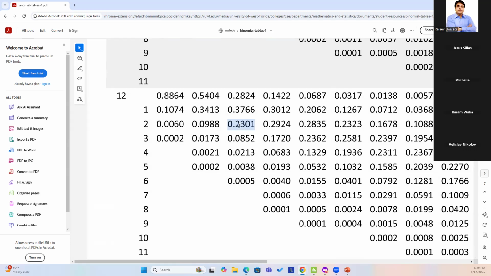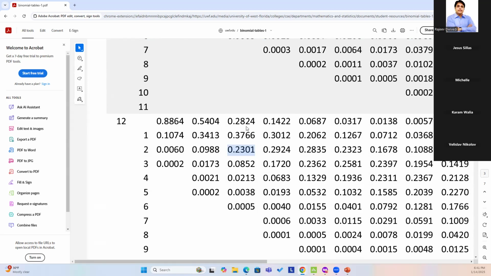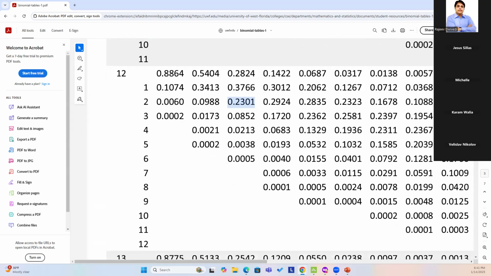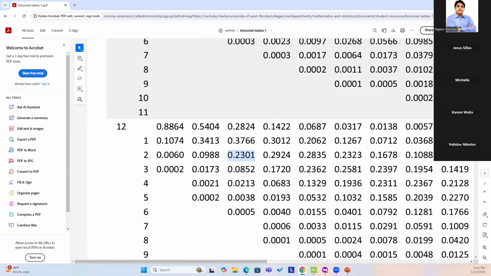Is it making sense? Where do we find that table again? The table is at the end of the book, or you can download it from anywhere. Just search for the binomial distribution table and you can get it. Every book has it at the end, in the appendix, and you can see the binomial table right there in our book.